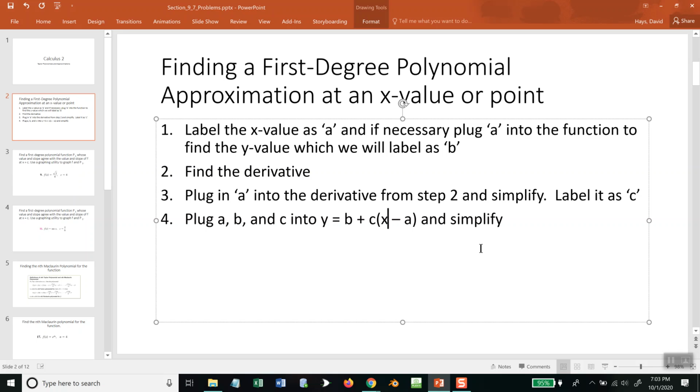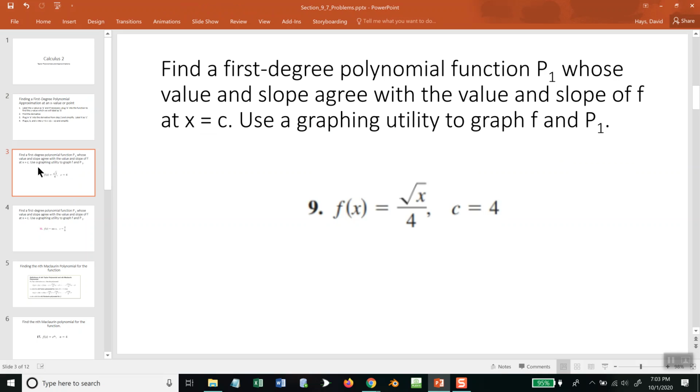And I believe, it's been a while, I believe where that's all headed is you then use these in differential equations, if I remember. Okay, so let's take a look at number 9.